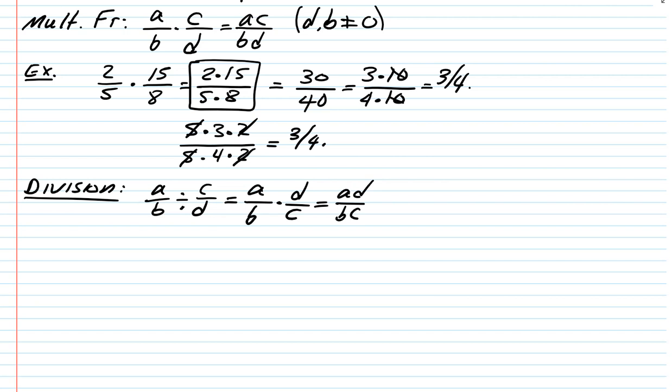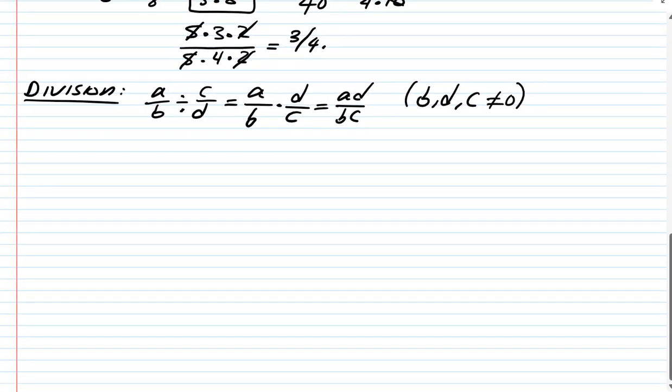And again, for this one, it does require that b, d, and c now cannot be 0. Again, why not? Because b and d being 0 gives us trouble here. c being 0 gives us a problem here. Division by zero. For that reason, we rule those numbers out. Okay, so let's see how we're going to divide fractions. So suppose, in my example here, let's say we want to divide 3/4 by 8/5. Okay, so to do 3/4 divided by 8/5, we're going to invert and multiply the second one.